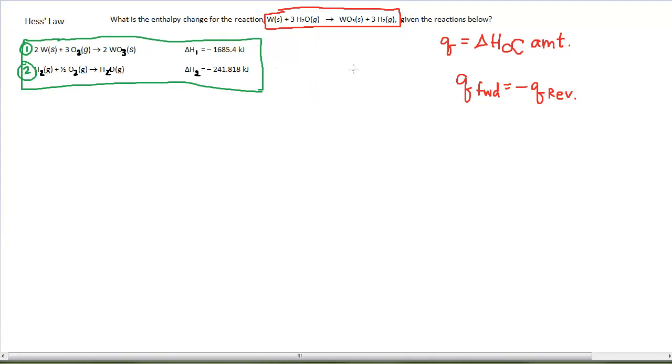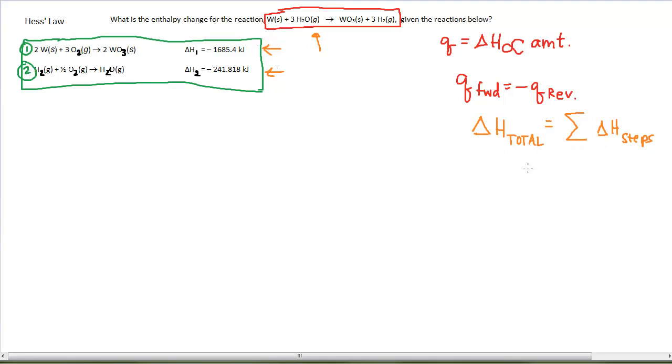This is kind of like a matching game or a puzzle. I need to manipulate these two reactions so that when I add these two reactions together, they give me this reaction up here that I'm looking for. Because, and we saw this earlier as well, if I have a series of steps with energy changes, I can add all those steps together to give me an overall energy change. The delta H of an overall process is equal to the sum of the delta H's of the steps of the process. If I add up all the steps in a total process, I'll get an overall delta H.